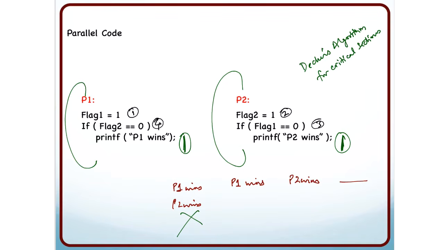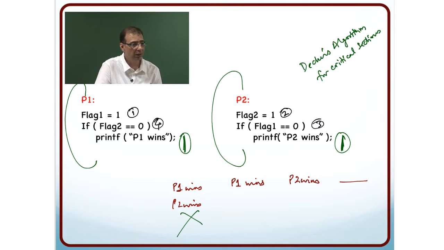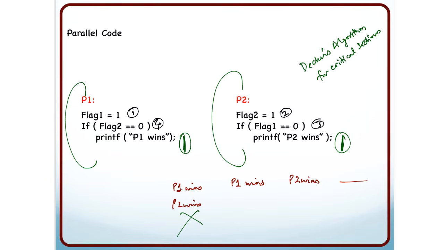So now the question is that I understand this is the behavior I want, but is the parallel processing system going to promise me that? Now I'm asking the system to follow certain rules. Why? Because if I compile the code which is running on P1 separately, it will see flag 1 is equal to 1, if flag 2 is 0, print P1 wins. So I'm not using flag 1 again, so it might end up moving this flag 1 to later. What happens if it moves flag 1 equal to 1 to later?